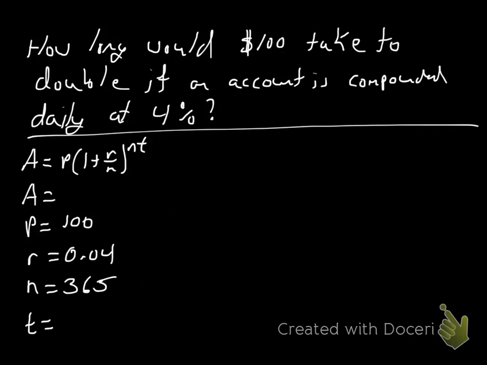Now let's suppose we said compounded monthly. Then that would be 12, because there's 12 months in a year. Quarterly would mean 4 times. Biannually or semi-annually would mean twice a year. If they just say annually, that means once a year. And our amount is 200, so we're going to go ahead and plug all of that stuff in.